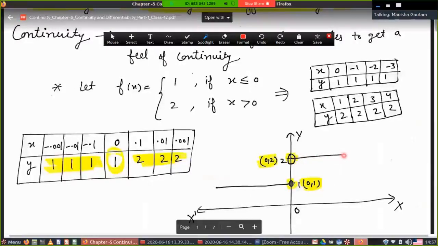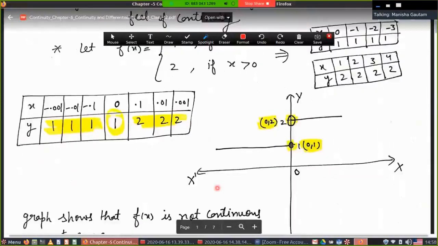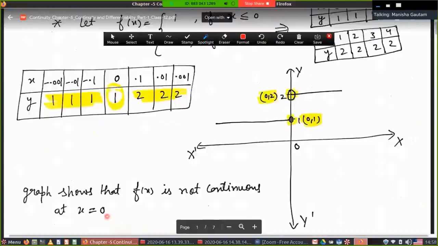It means when I move along this line and stop at this point, I have to pick up the pen, then come to this point. I can't come directly from this point to this point. So I have to lift the pen from here, then come to this point. Then the second line you can move. So it means you can't plot the graph without lifting the pen. So you will say that the function is not continuous at x equal to 0.